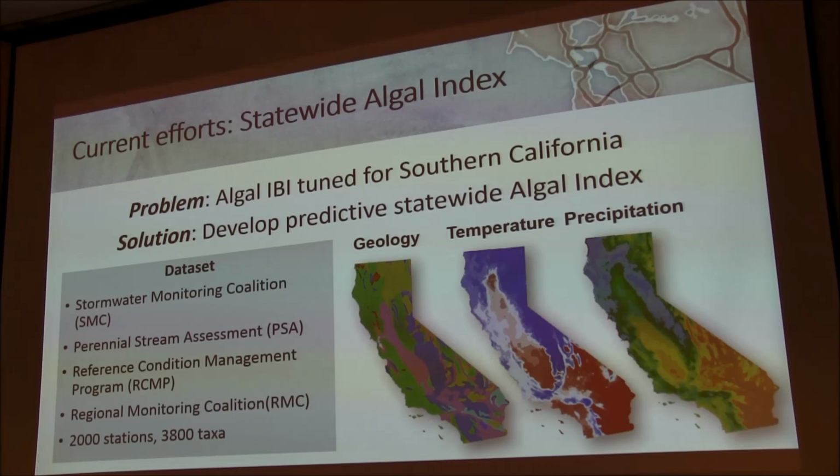And to do that, we're first generating a data set that capitalizes on all the different algae taxonomy data that has been collected through a number of different monitoring campaigns, which you can see listed here. It includes the SMC, the PSA, the RCMP, the RMC. Right now we're at about 2,000 stations, almost 4,000 different algae taxa are included in this data set. This number will probably grow. And I would like to say, if you have algae taxonomy data that somehow has not ended up in either the SWAMP or the SMC databases, please let me know. We would love to have it included, so come find me after.